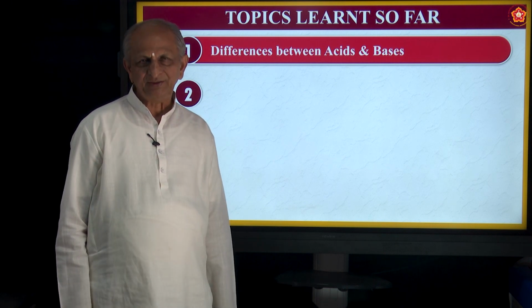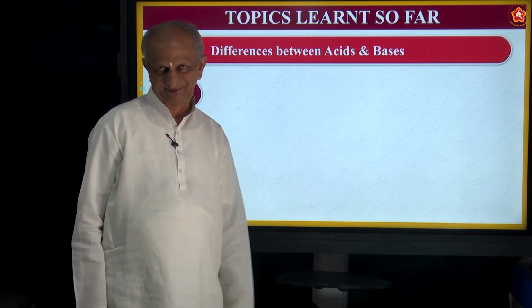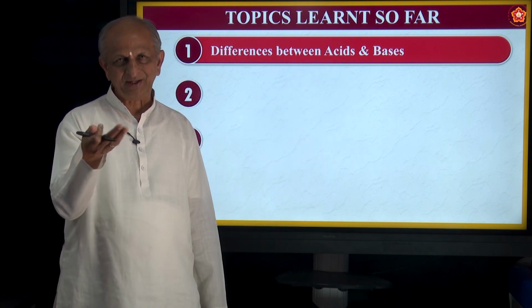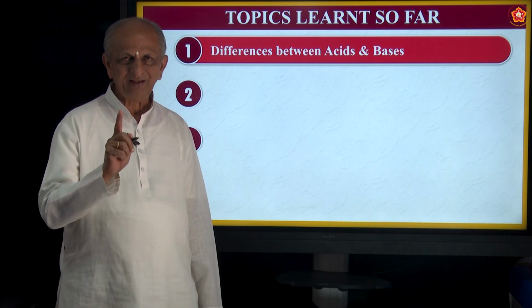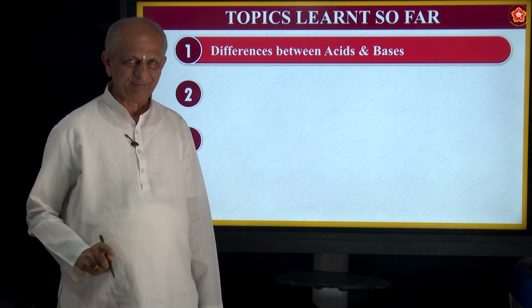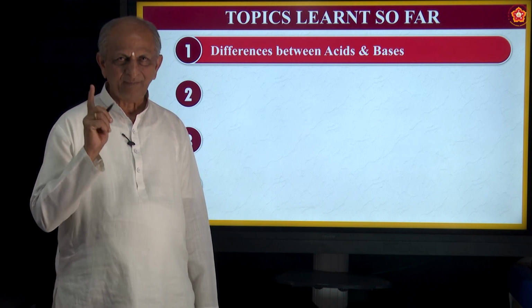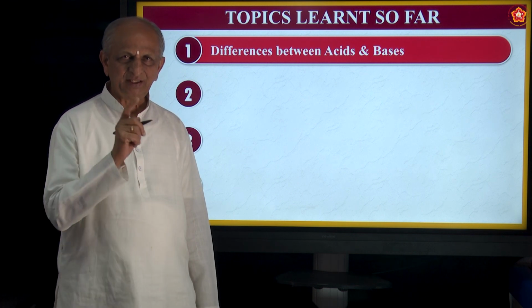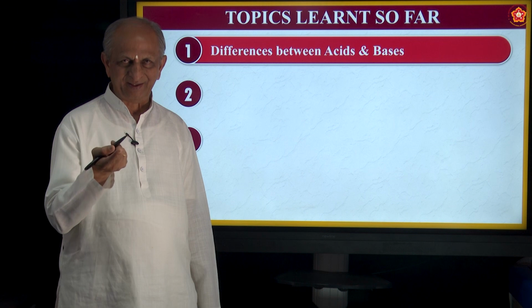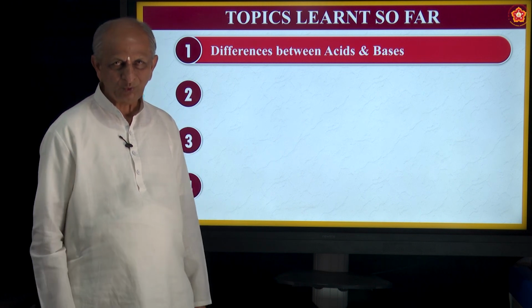So, first thing is difference between acids and bases. Come on, can you try? Yes, acids are sour to taste and bases are bitter to taste. Acids turn blue litmus red, bases turn red litmus blue.